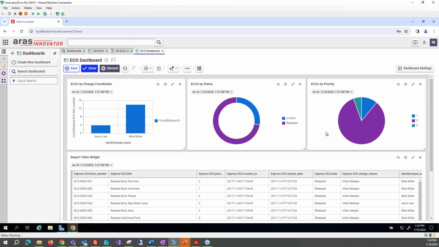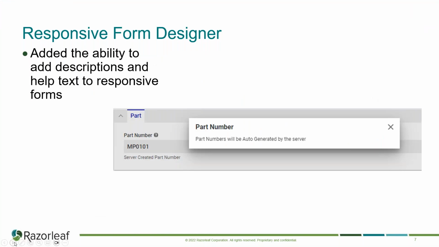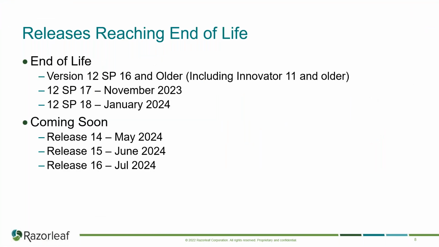So before we get to questions and answers, I just have a couple more things I want to cover. And that is going to be the upcoming releases or previous releases that have reached end of life in the past couple months or will in the next couple months as well. So all releases that are end of life are currently those that are version 12 SP16 and older. Those are also including version Innovator 11, and those of you on 10 and older, impressive.